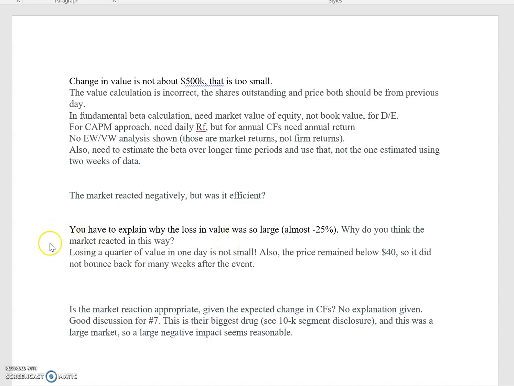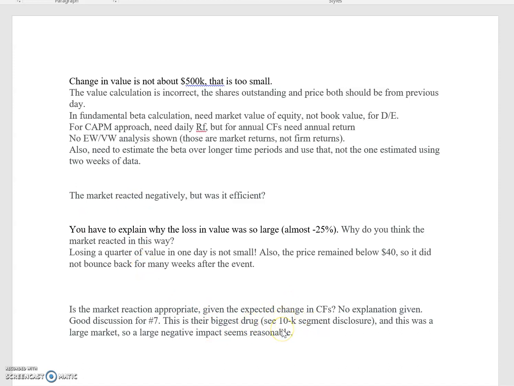So very few groups actually were able to explain why the loss in value was so large. After all, it is just a negative information about one drug, right? So why would negative information about just one drug have such a big impact? Well, that's because this was the biggest drug for the firm. You could actually see the 10K.